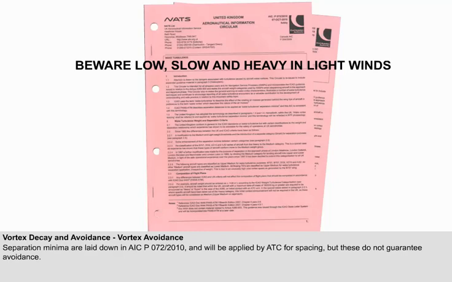The separation only reduces the likelihood of vortex encounter and may decrease the severity of any effects if an encounter does occur. It is worth remembering that the most serious risks occur when following heavy large aircraft at low speed in light winds, and particularly when close to the ground.